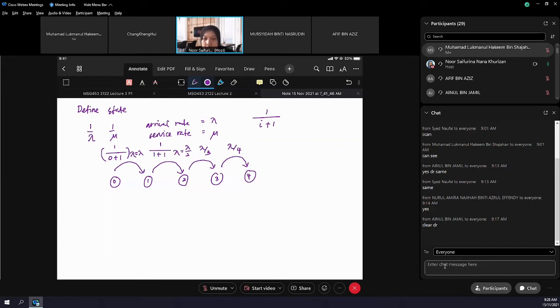So where do we stop? Is there any restriction, or anywhere in the question that mentions that the customer will not join when there is a certain number of customers in the system? Anyone? You can just type if you don't want to unmute. Where do we stop for our transition diagram? Our state can take up until what value of I?